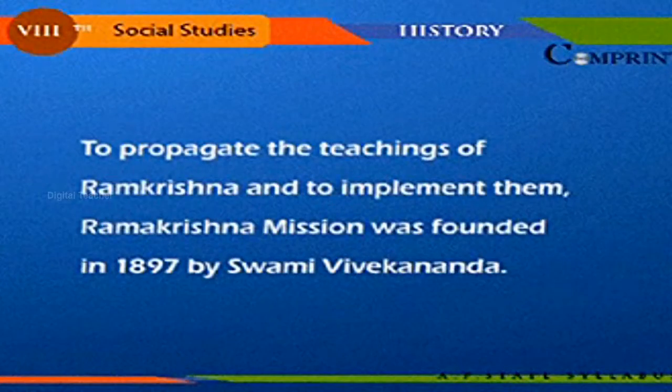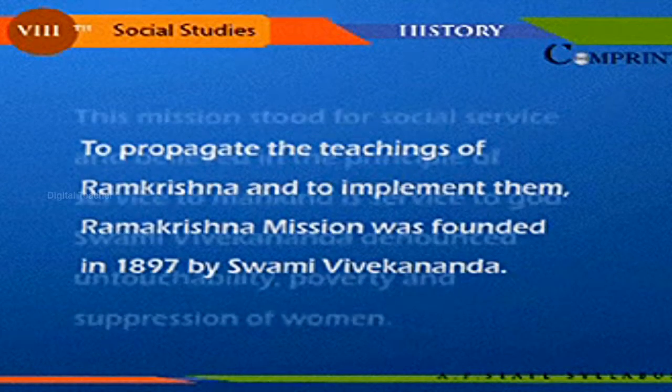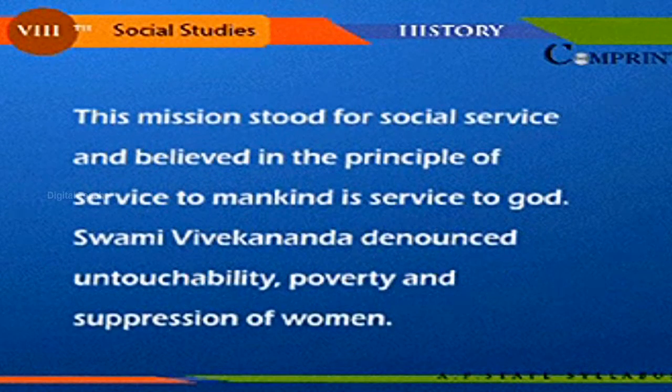Ramakrishna Mission. Ramakrishna Paramahamsa was a priest in a temple of goddess Kali in Dakshineshwar near Calcutta. To propagate the teachings of Ramakrishna and to implement them, Ramakrishna Mission was founded in 1897 by Swami Vivekananda. This mission stood for social service and believed in the principle of service to mankind is service to God.